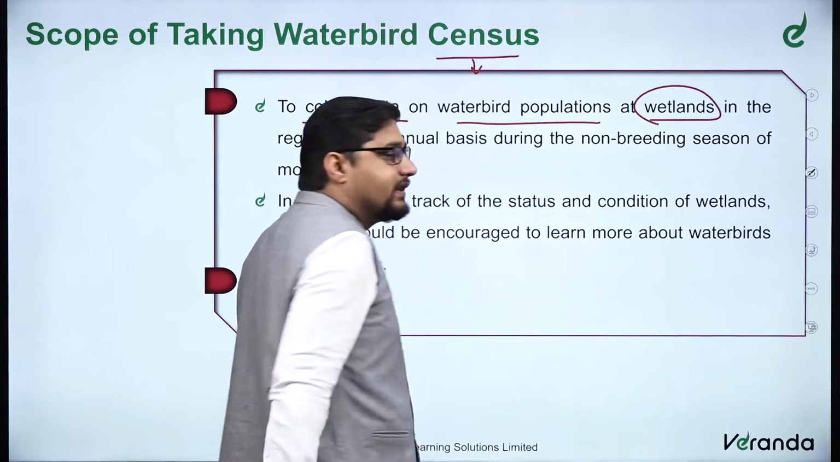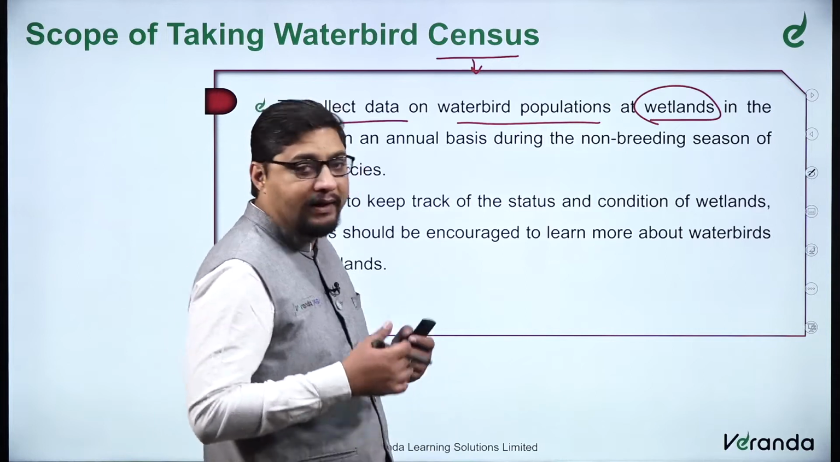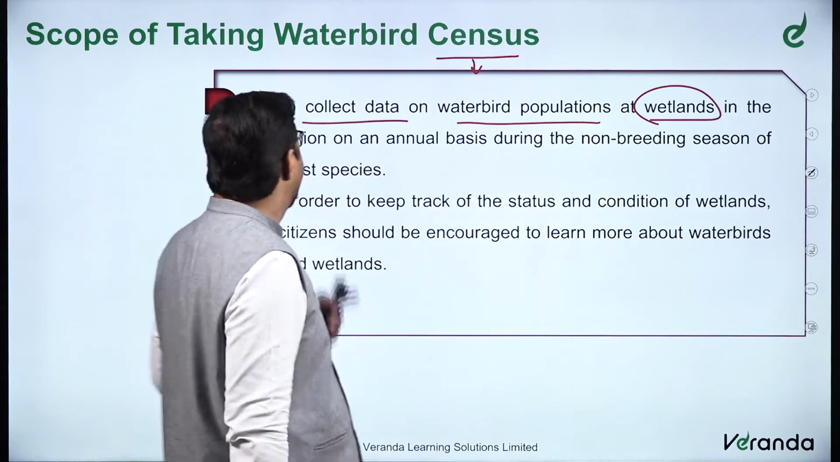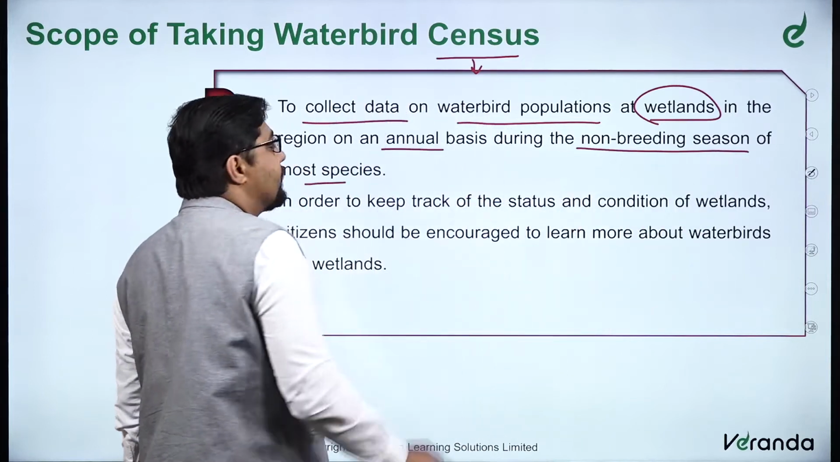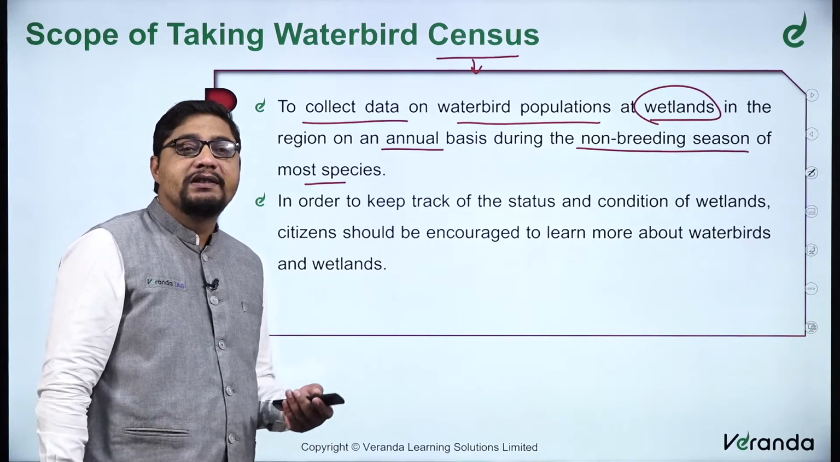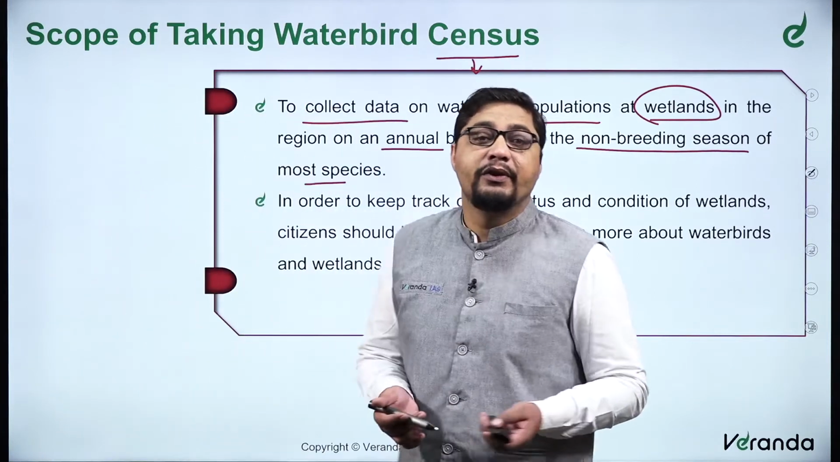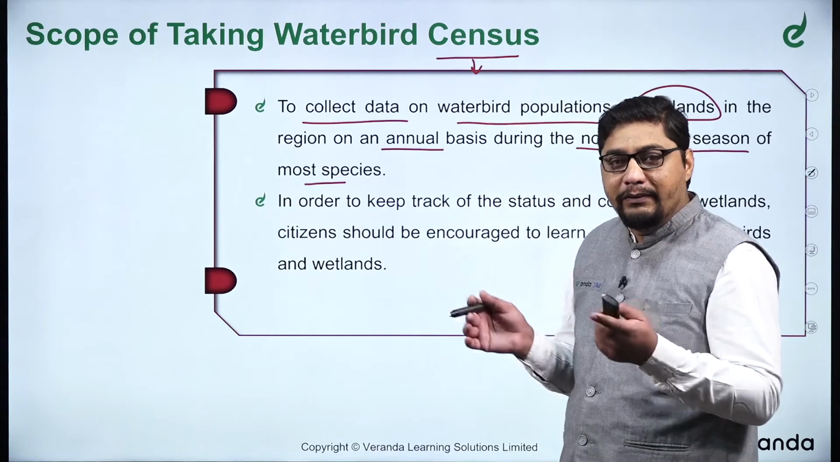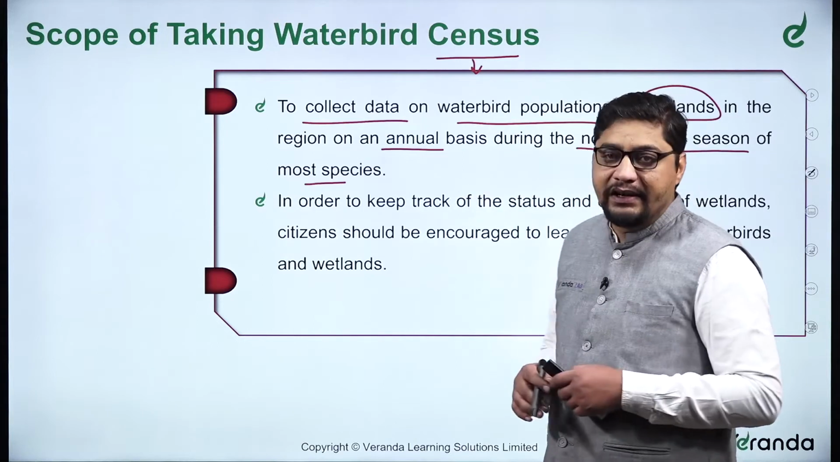Now, wetlands are significant ecosystems. They have a very significant impact. So, wetlands in the region, on an annual basis, during the non-breeding season of most species. Because of this data, we get an idea about which species are increasing, which species are decreasing, and what may be the reasons for that decrease. So even overall, when we speak about biodiversity conservation, this plays a very significant role.